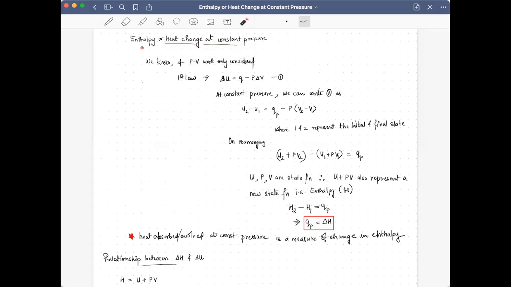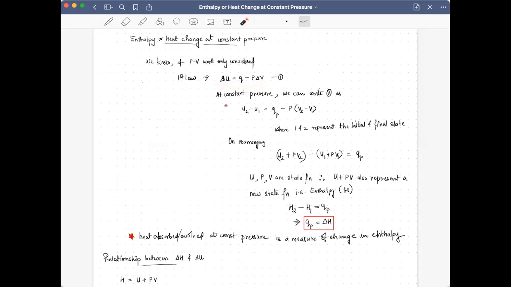Okay, now how do we proceed? As we did for the constant volume, here again, we are going to use the first law of thermodynamics. So again, only considering the pressure-volume work, the first law will come out to be of this particular format. This we have already seen in the previous video.